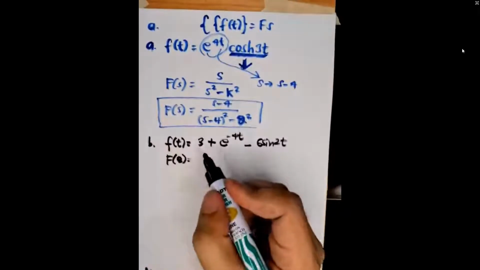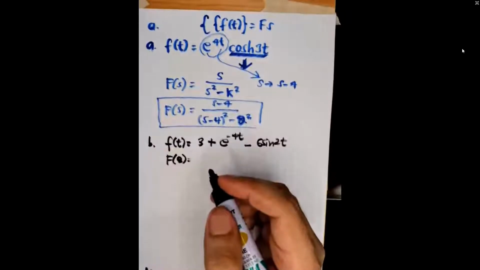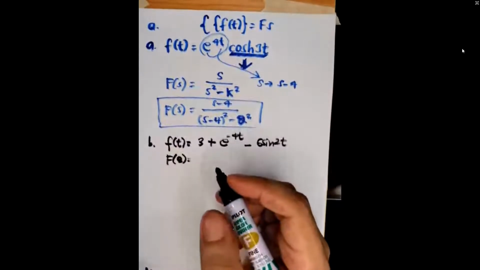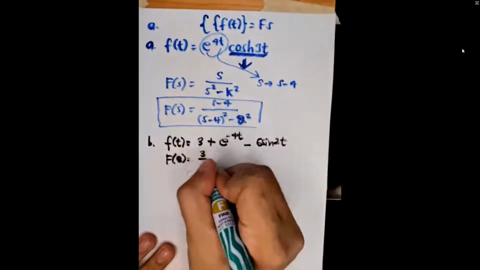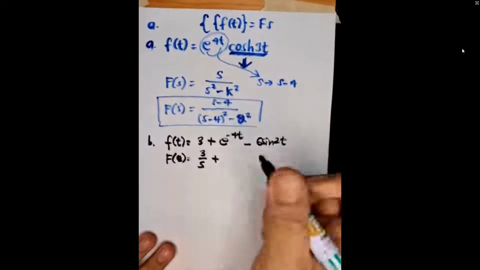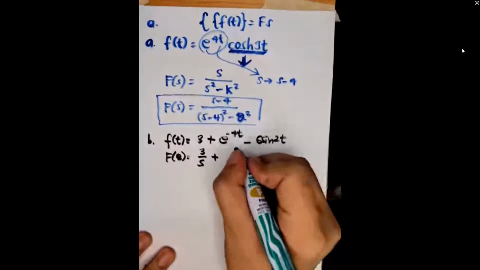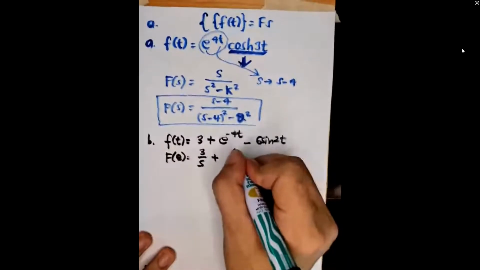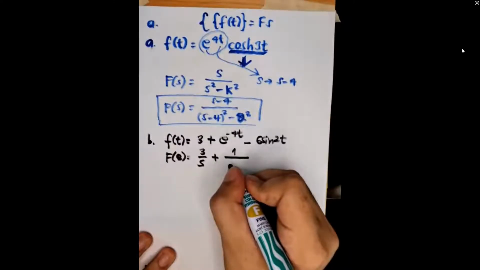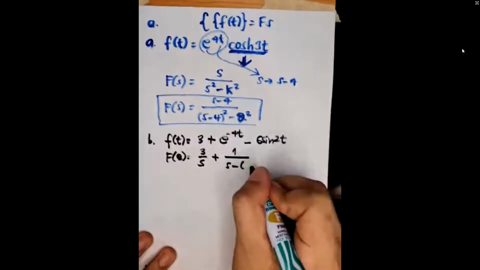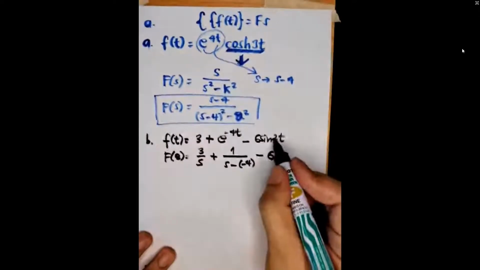So what is the transfer function of a constant? Okay, so that is K over S. So that is 3 over S plus, how about exponential? So yung exponential natin is 1 over S minus negative 4. Ayan. Minus 6. How about yung sine?